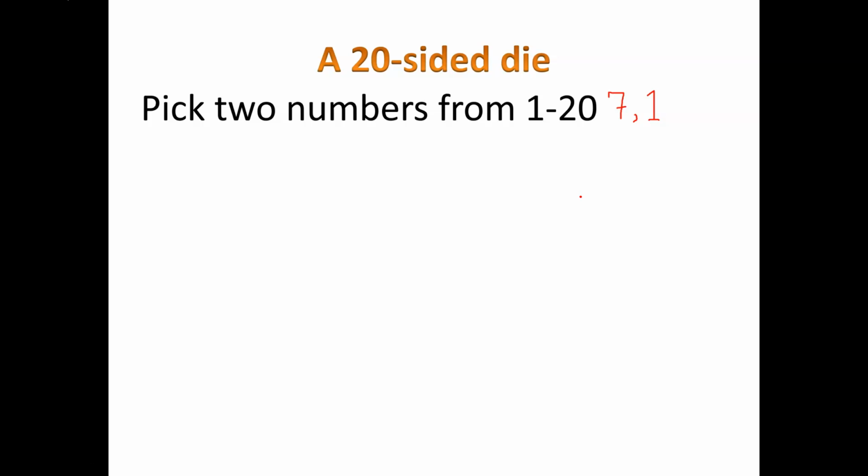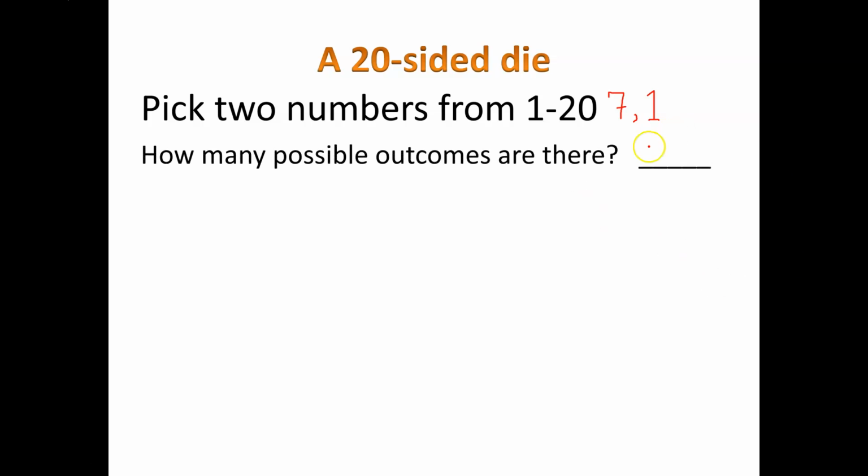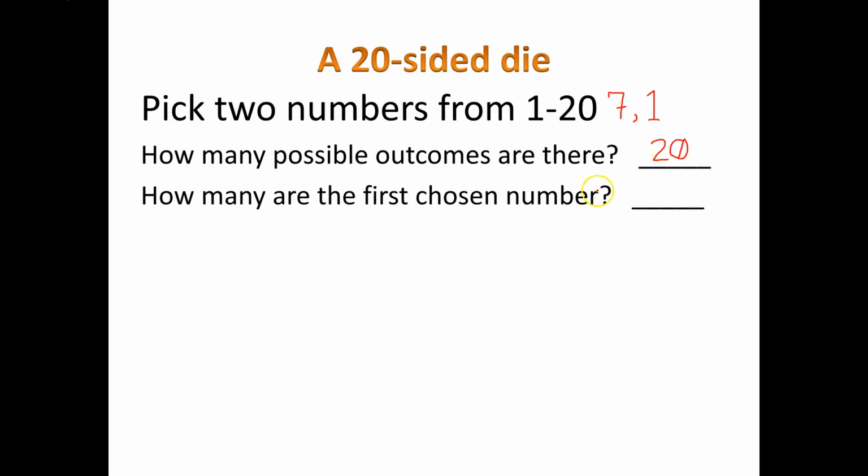You have two rolls. One of them is a 7, the other one is a 1. Well, how many possible outcomes are there on a 20-sided die? There are 20, because we have the numbers 1 through 20. How many are the first chosen number?